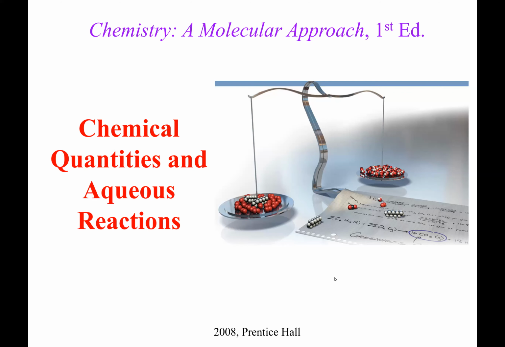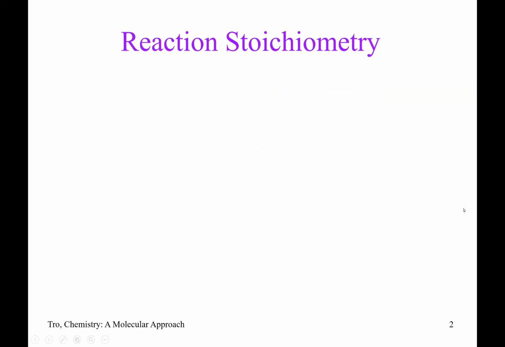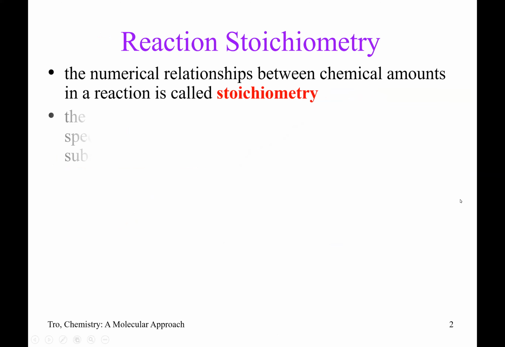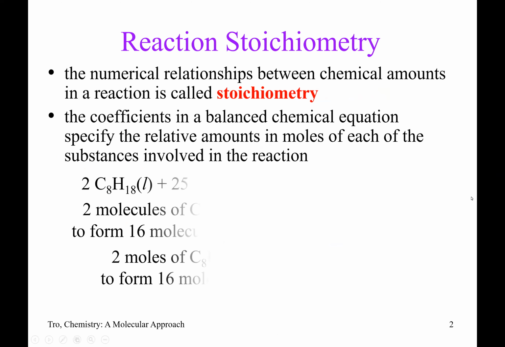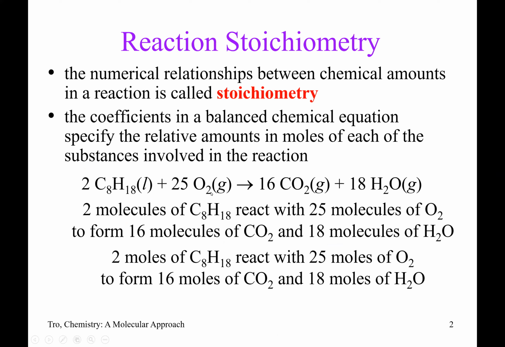The chemical quantities and aqueous reactions part of the unit: we're talking about stoichiometry, which is the numerical relationship between the chemicals from the reactant to the product side, or between the two reactants, or between the two products. Because the coefficients in the balanced equation show the number of moles, and the mole ratio is a fixed number after you balance the equation properly.